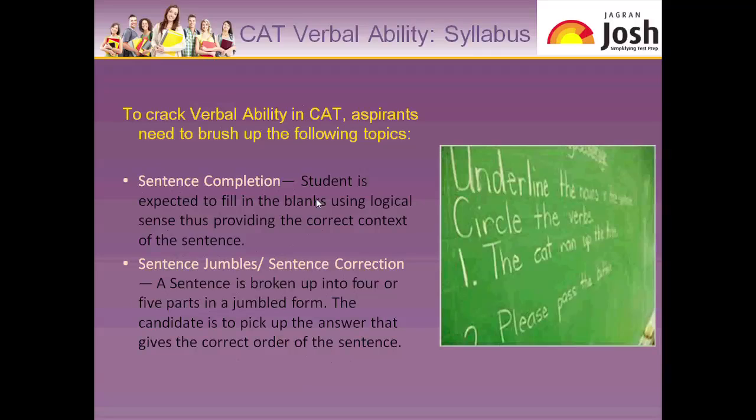Aspirants should also be practicing sentence completion. Here, the student is expected to fill in the blanks using logical sense, thus providing the correct context of the sentence. There are sentence jumbles where a sentence is broken up into 4 or 5 parts in a jumbled form. The candidate is to pick the answer that gives the correct order of the sentence.